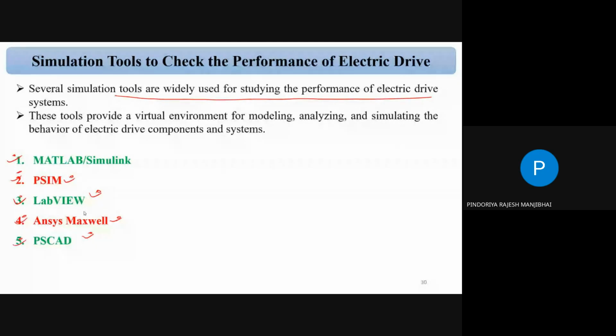PSIM is a software. It is not hardware. MATLAB is also software. Some are hardware simulation related, like Proteus. So is it hardware or software related? This PSIM is software related, like MATLAB. So all these are only software. PSIM, MATLAB is software. PSIM is also software.